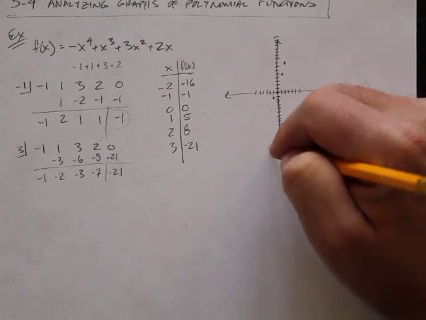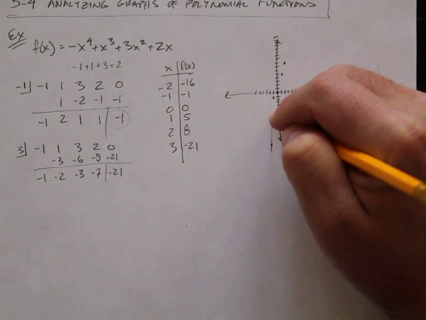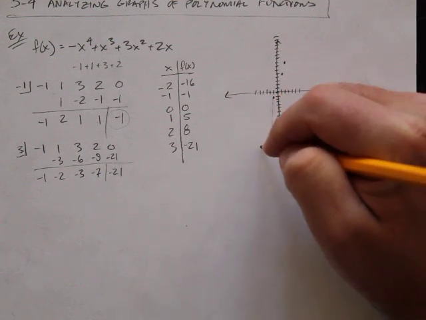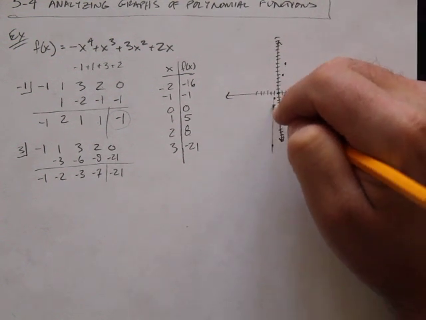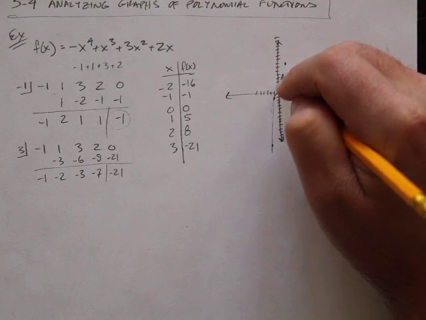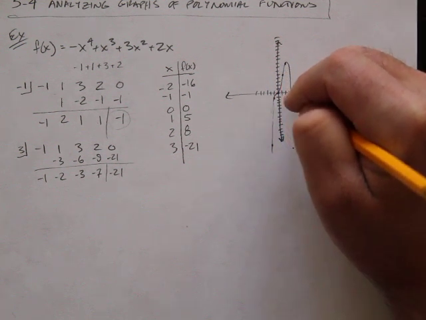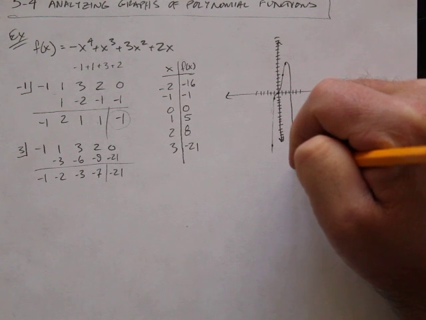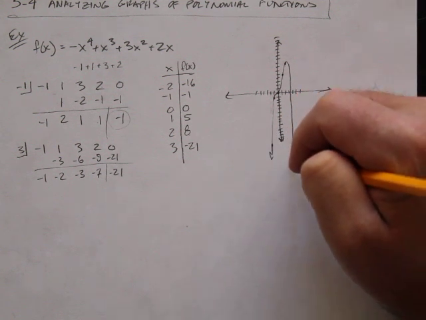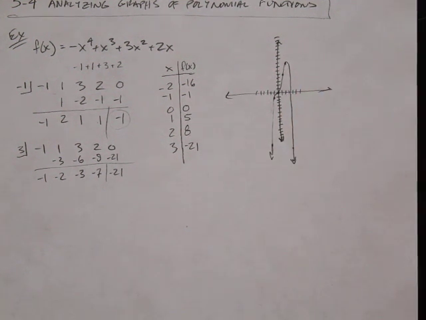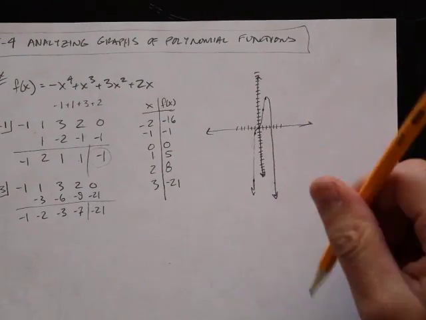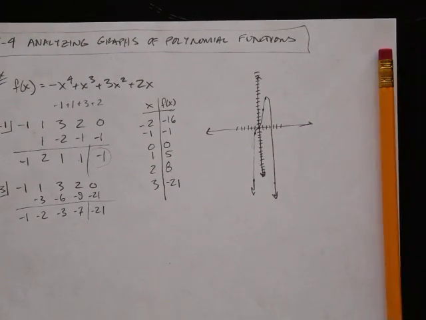So now I'm going to connect these dots. I'm connecting them from left to right. Go up, like this, up, down. There's my arrows. Okay, now we need to look at this graph, and we're going to analyze this graph. We're going to talk about the important parts of the graph.